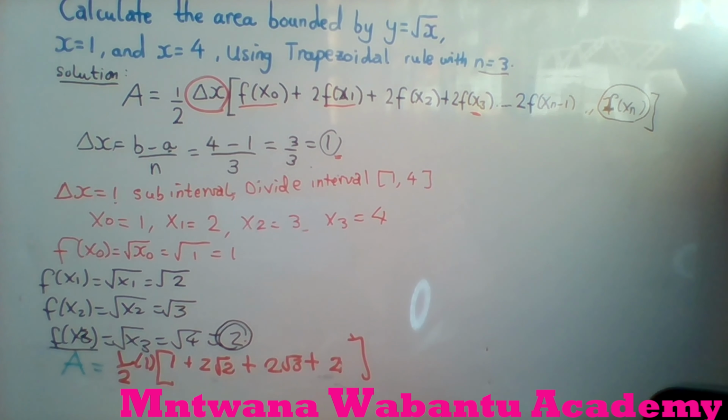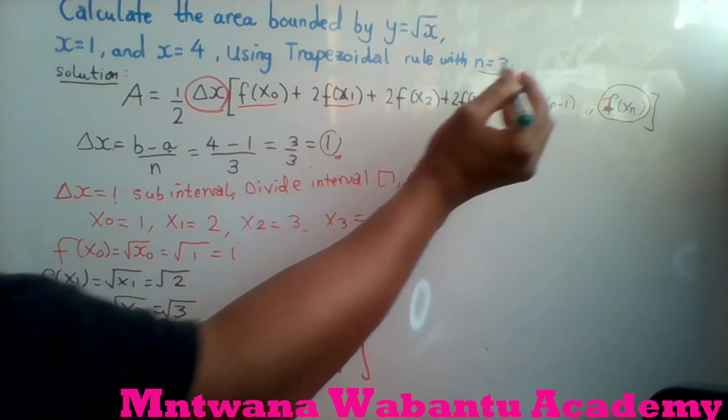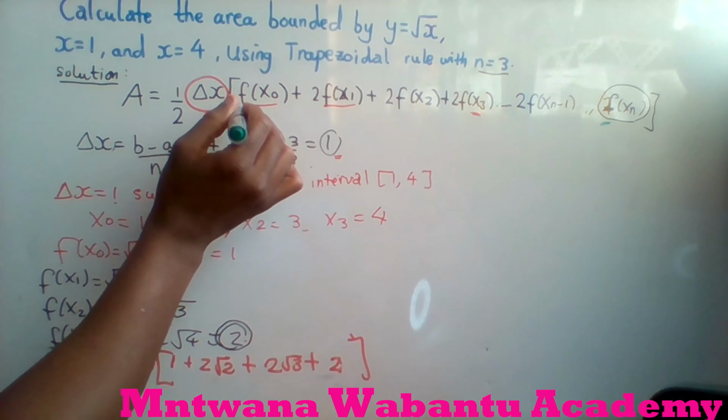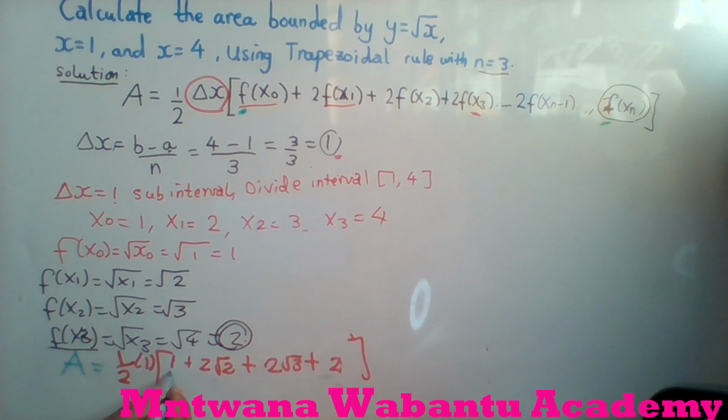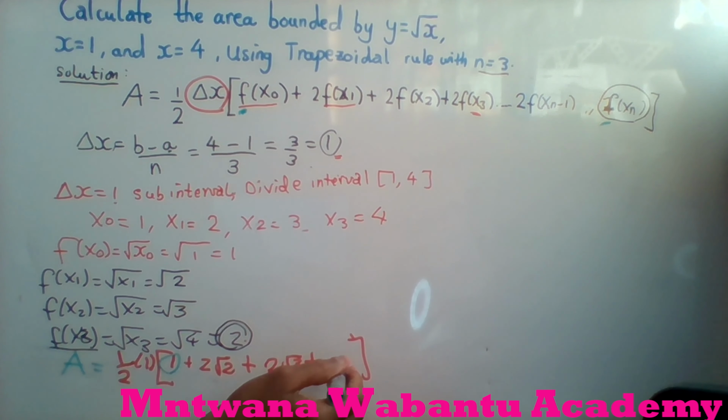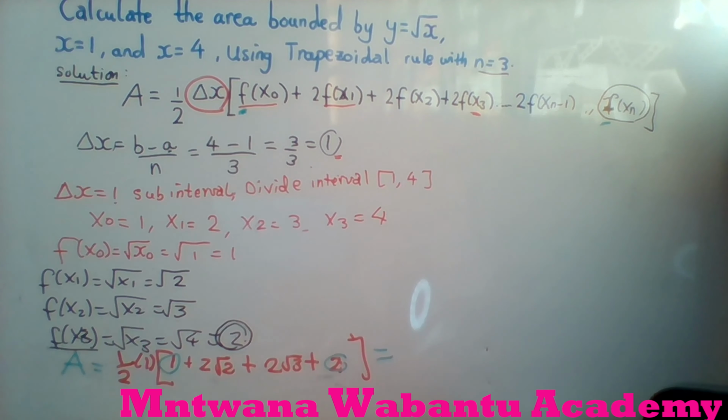I hope you understand, right? Because of the formula, that's how it works. The last term we don't multiply by 2, and the first term we also don't multiply by 2. That's why the first time here I took it the way it is, and the last time I'm going to take it the way it is. So now I'm going to plug that into the calculator.